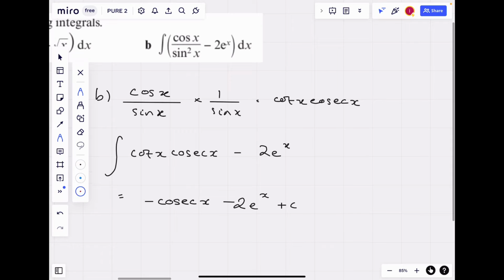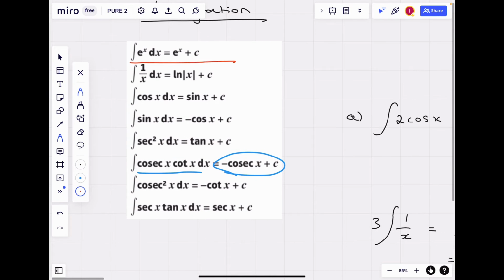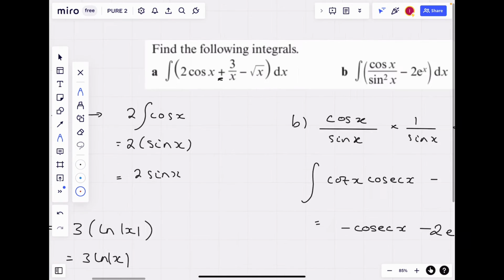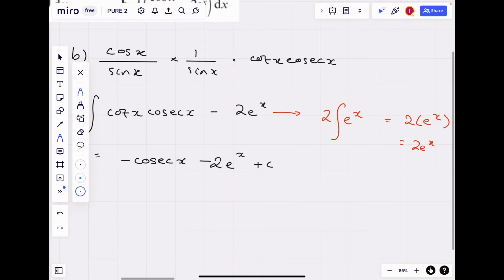Because remember, you can make this 2 integral e to the x, and e to the x integrated is just e to the x. 2 bracket e to the x, 2e^x. There you go. That is that integrated.